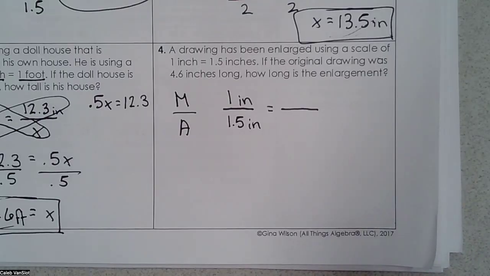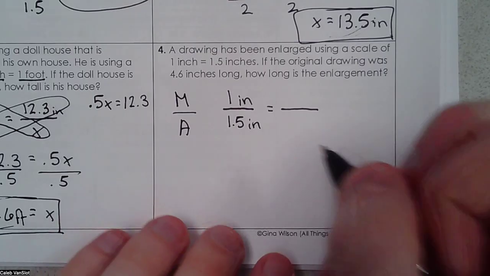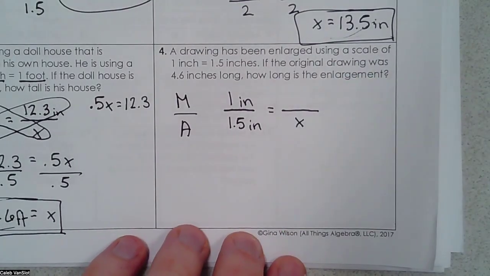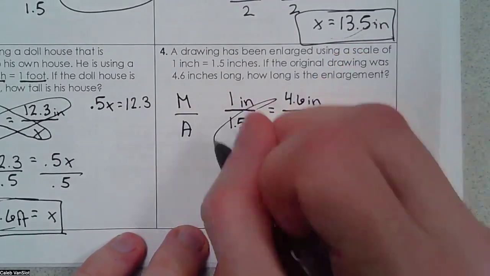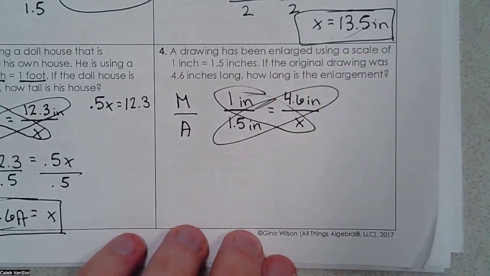You guys, what does the word enlargement mean? It's actual, yes, but what does the word enlargement mean? It's bigger, right? So enlargement has to be on the bottom. That's what we're looking for. And that 4.6 would be on the top. Okay. So now we can do our cross multiplication here.